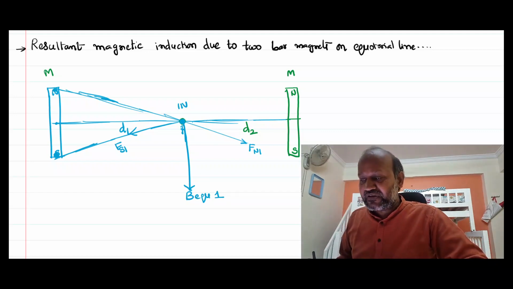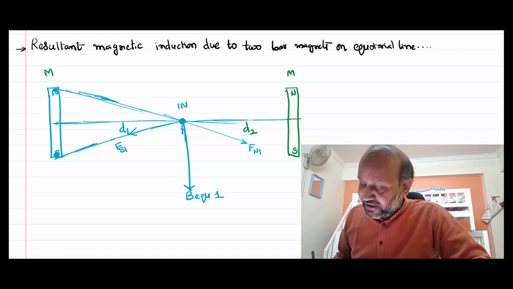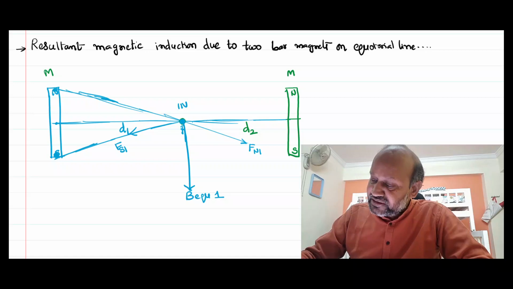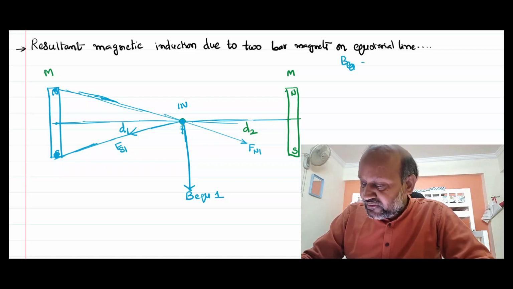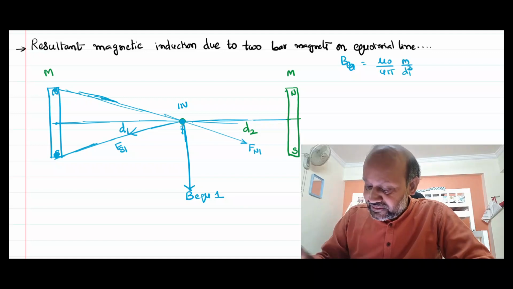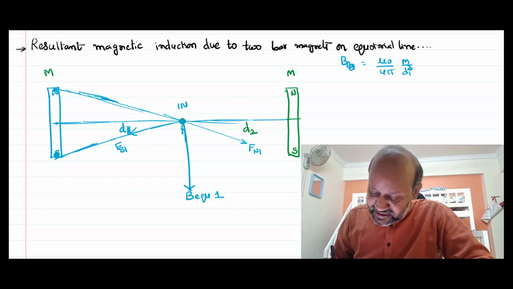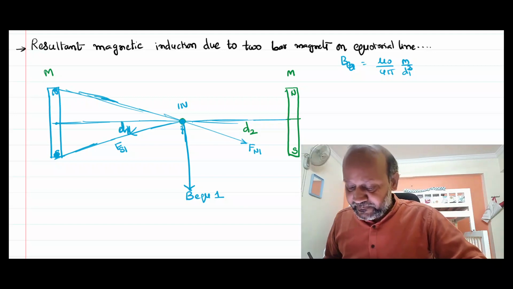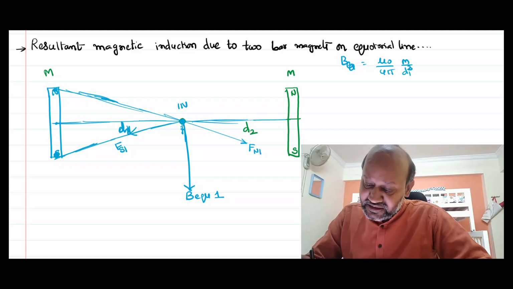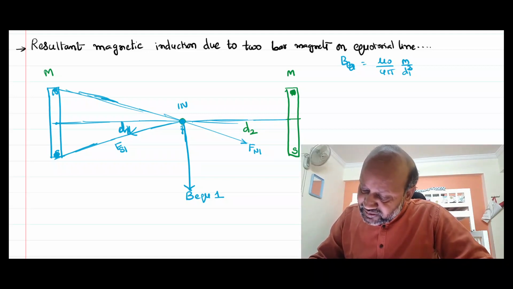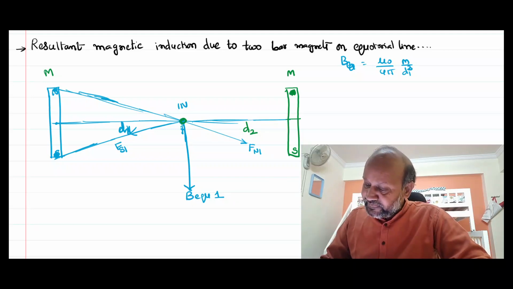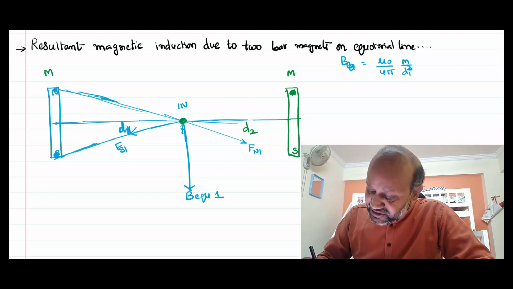You know the formula for B equatorial. We have already derived that formula. What is B equatorial? For a short magnet, mu naught by 4 pi, m by d1 cube, because I have assumed the distance as d1. Let us repeat this for the second magnet. Let us draw the directions. This is our second magnet's north pole. On this north pole, there is a force of repulsion. So what's the direction of that force? This way.